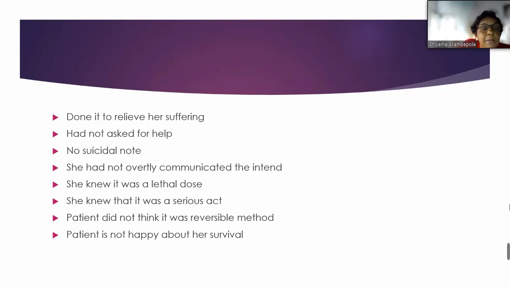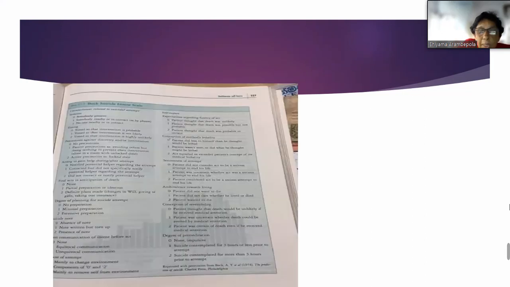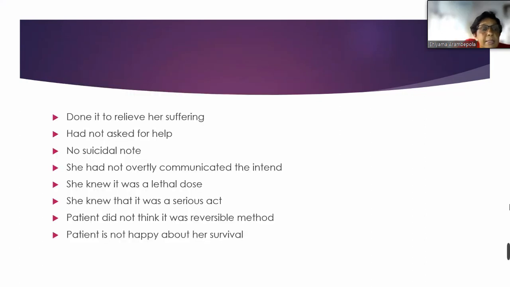The need to relieve her suffering. Had not asked for help. No suicidal note. She had not overtly communicated the intent to anybody. She knew it was a lethal dose, and she knew that it was a serious act. And the patient did not think it was a reversible method, and the patient is not happy about her survival, right? So this is what we have got.